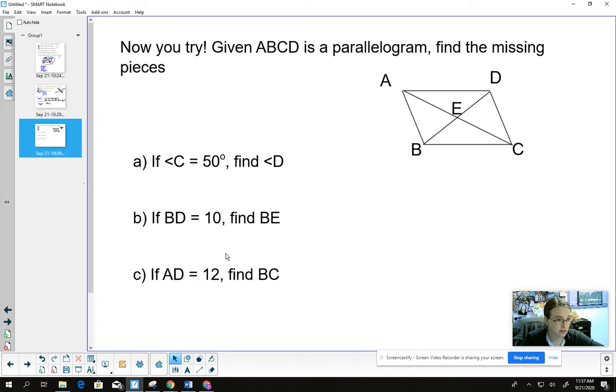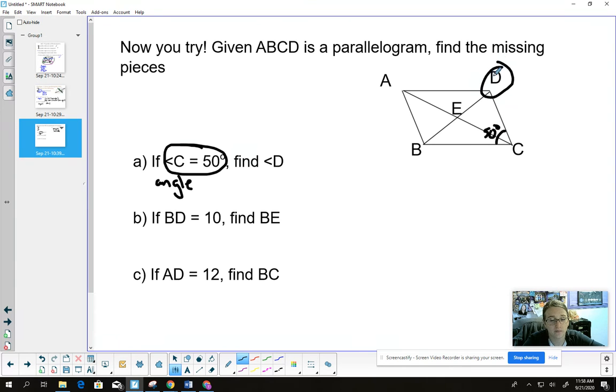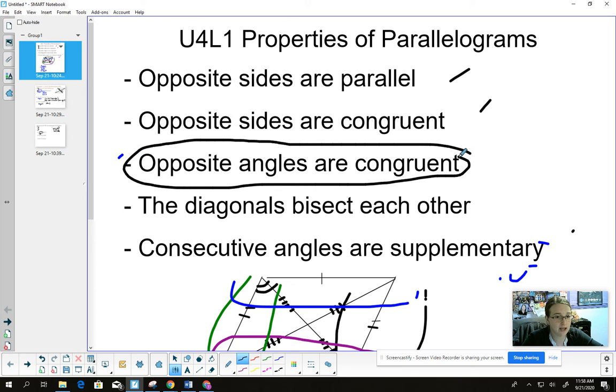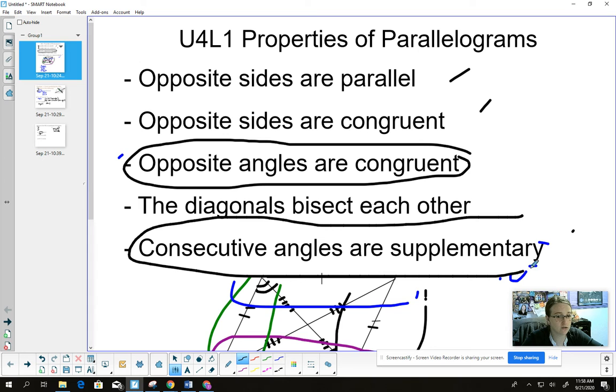Okay, let's bring it back. So we need to determine what piece this is. That is an angle. So I'm going to look, and that's right here. I'll just actually leave it real quick. This whole thing is 50 degrees, and I want to find angle D. So I'm going to look back to my properties. I have 2 properties about angles. Opposite angles are congruent, and consecutive angles are supplementary.